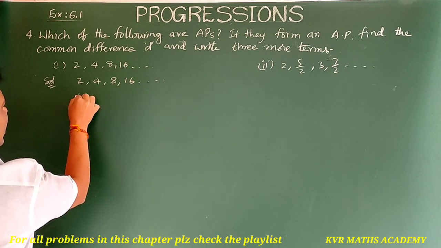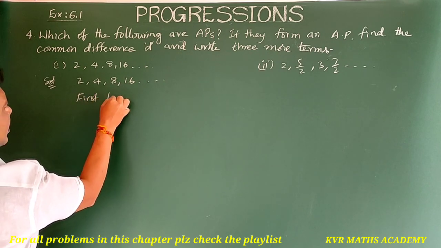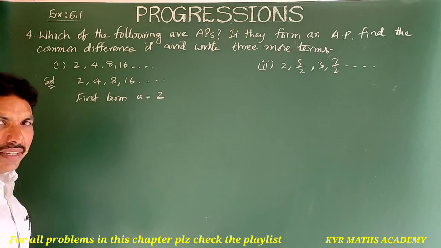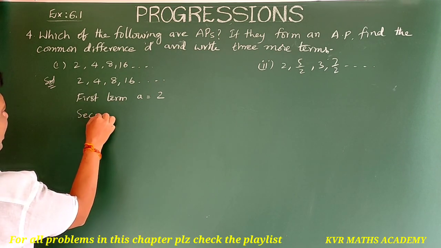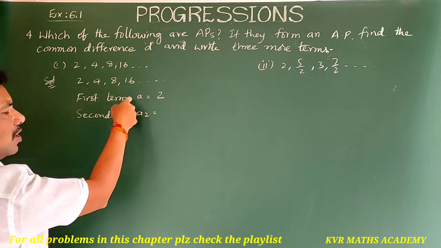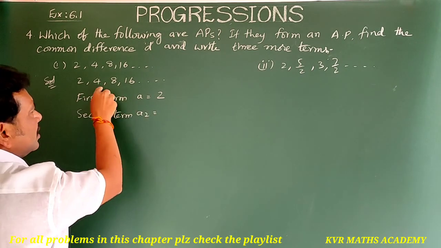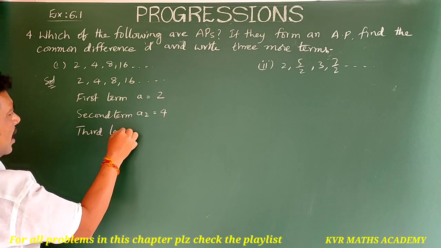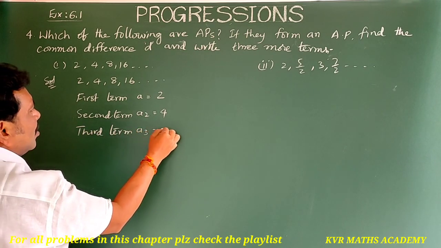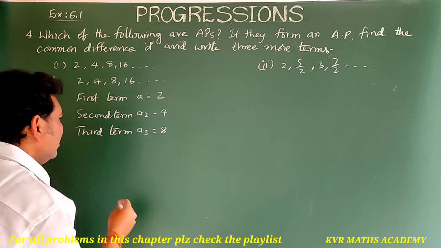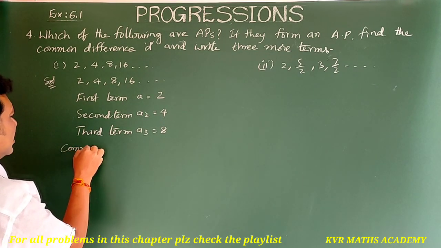Here, first term a is equal to 2. Second term a2 (a1 or a both are the same) is equal to 4. And the third term a3 is equal to 8. So let us find the common difference.